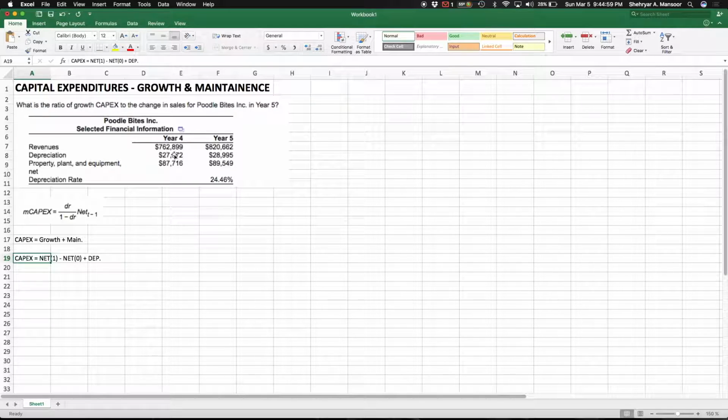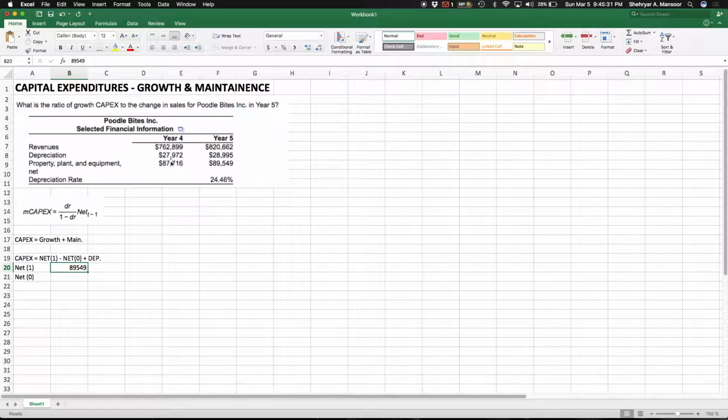It's just sort of convention where 1 and 0, 4 and 5, it's essentially the same thing. So just to make this a bit more clear and illustrative, I'll write out all the key variables that were given. So let's say we need net 1. That's the net property, plant, and equipment the next year, or year 5 for us. Well, that's already given to us. It's 89,549. Perfect.